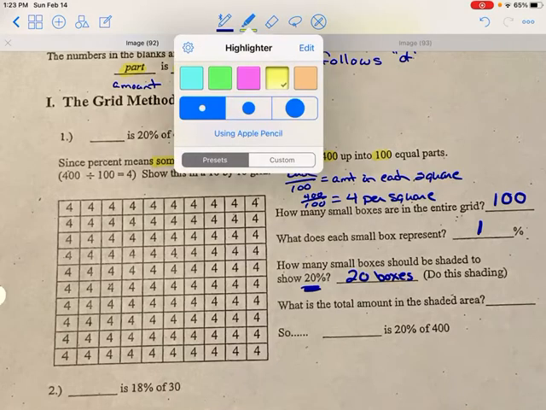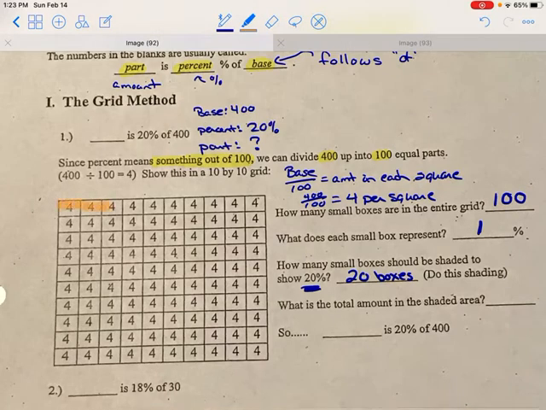All right, so let me go find a good highlighter color. And it doesn't matter if you shade vertically or horizontally, but I'm going to shade 20 boxes. And remember, if I shade 20, that represents 20%, just like what we did on the grid paper. All right, so now I want to look at what is the total amount in the shaded area. Well, there's 4 in each box, and I shaded 20 boxes. So my total amount in the shaded area is 80. So what that does is that tells me the part. I know that 80 is 20% of 400.